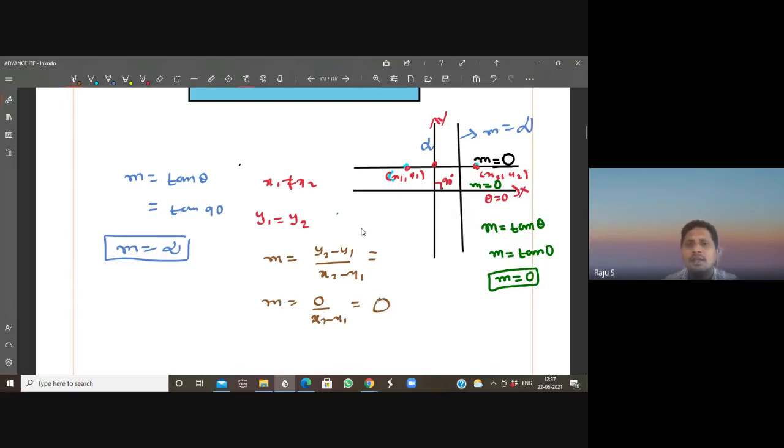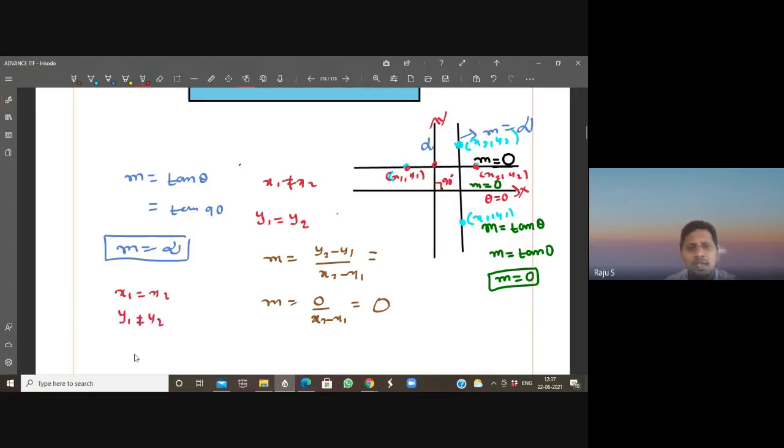So the slope of a line which is parallel to the x-axis is 0. In the same way, consider a line which is parallel to the y-axis. I'm taking one point here, x1 y1, and another x2 y2. In this case, clearly x1 is equal to x2, but y1 is not equal to y2, because it is parallel to the y-axis.